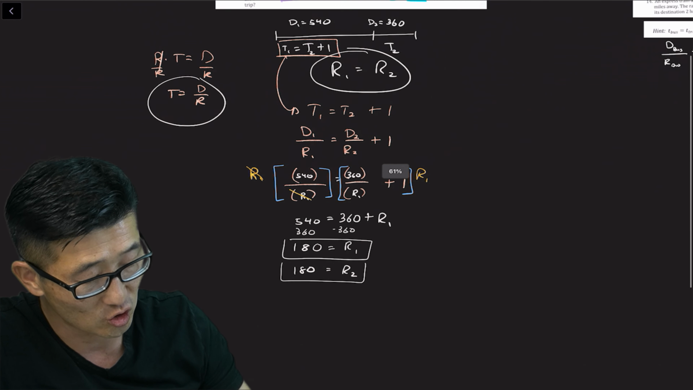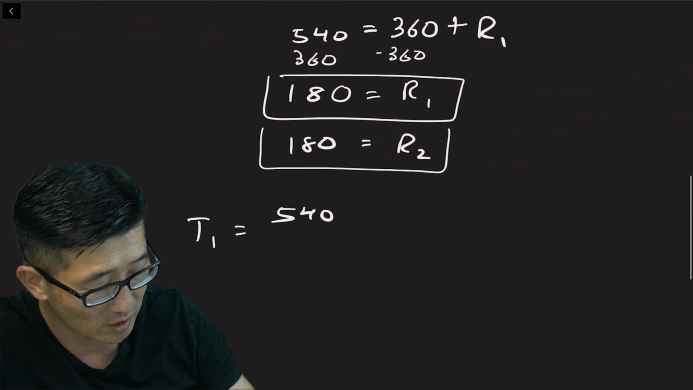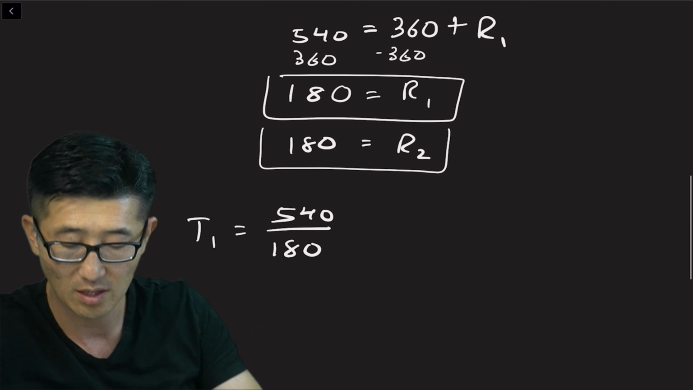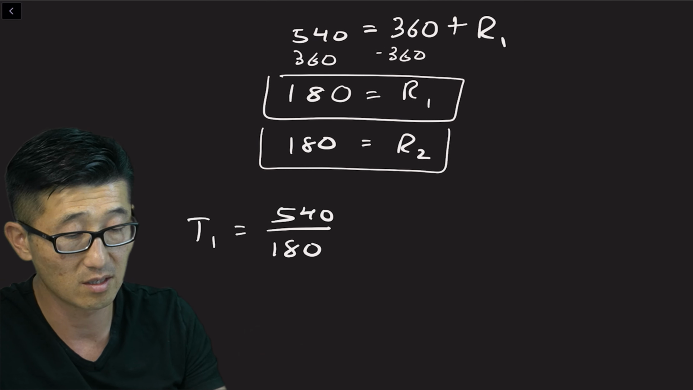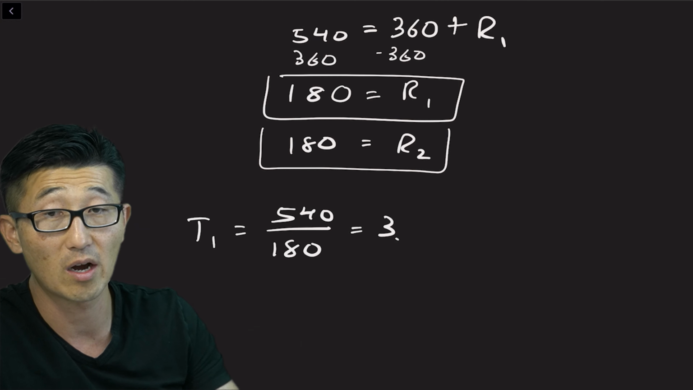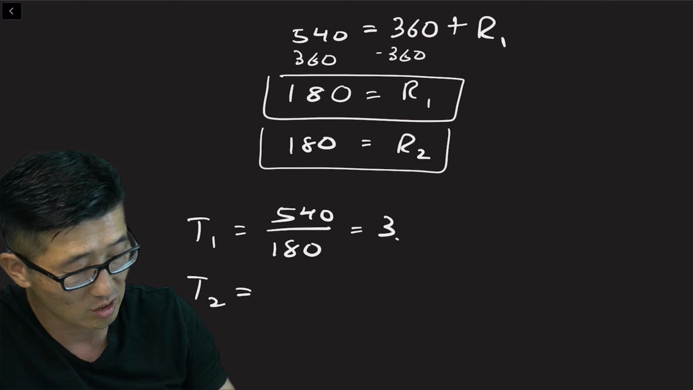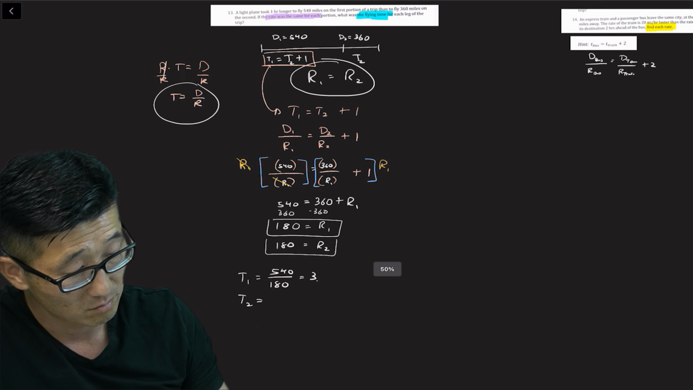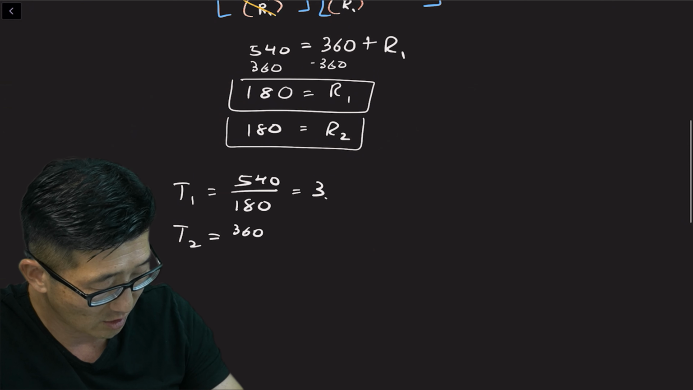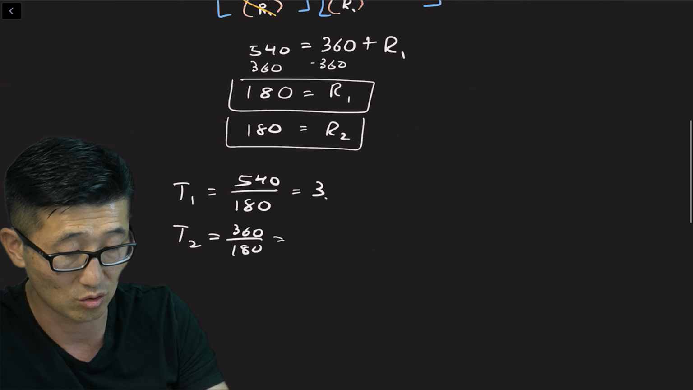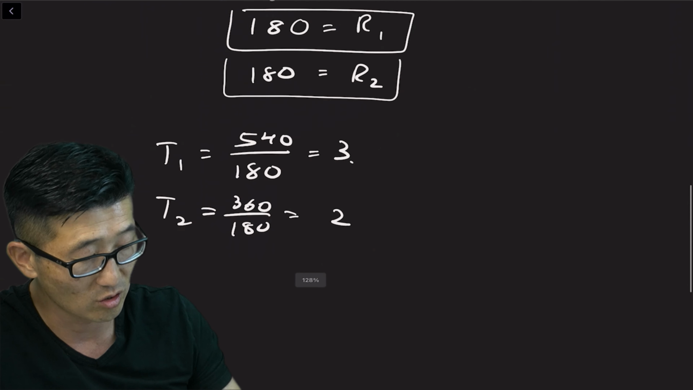The first part of the trip was 540, so time 1 is 540 divided by 180, and 540 divided by 180 is 3. So it took 3 hours on the first leg of the trip. Then T2 is equal to 360 divided by 180, and that should equal 2, right? 180 times 2 is 360. All right, so this makes a lot of sense.